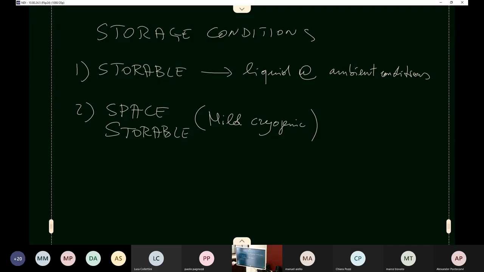The third family is that of cryogenic propellants or hard cryogenic.